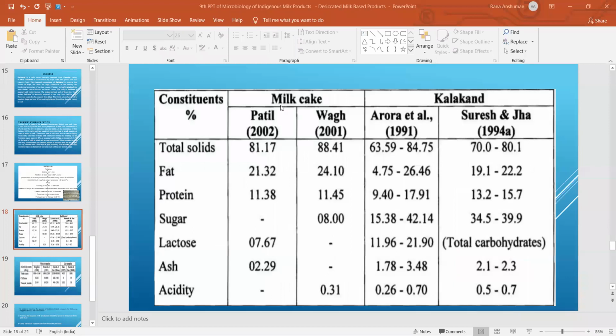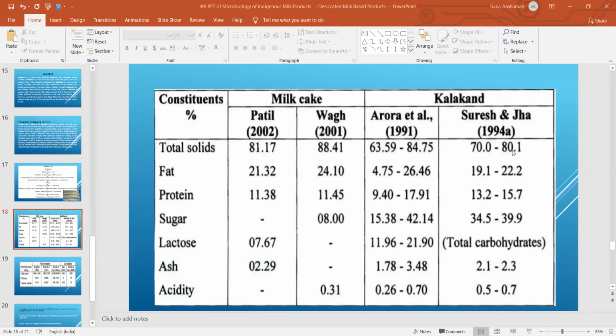Now something about the compositional difference, which different scientists have shown, and they have analyzed different samples of Kalakand collected from different areas. As per Patil, the total solid is about 81%, fat is this much percent level. So these are the compositional variations: fat, protein, sugar. They have not studied sugar. Lactose percentage is this, ash content is this.